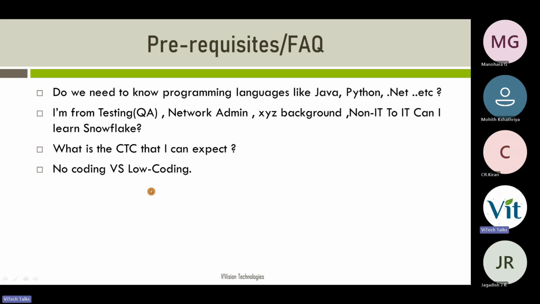Here, no coding versus low coding. People are saying there are no coding jobs in IT. Definitely no, because if you go anywhere in the IT industry, there should be code. It can be Java code, Python code or SQL code. Here all the scripts you can manage by using AI. I'll teach you how to use AI in your real-time classes too.